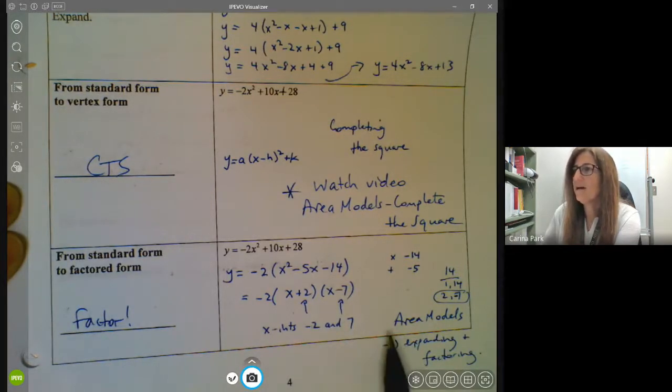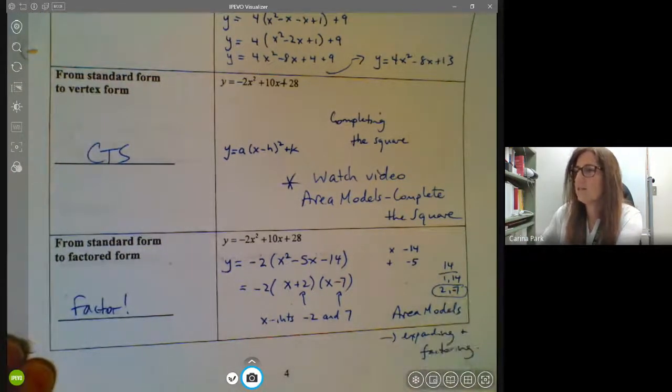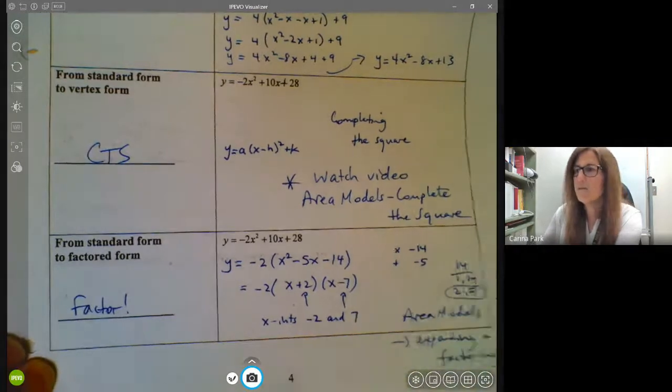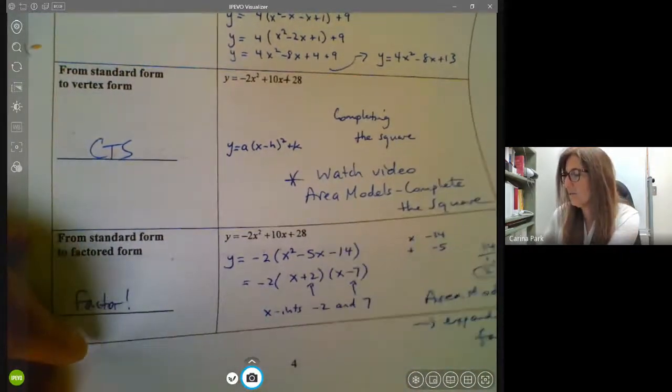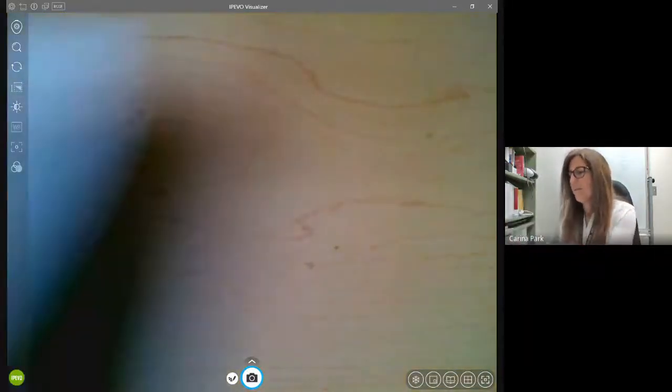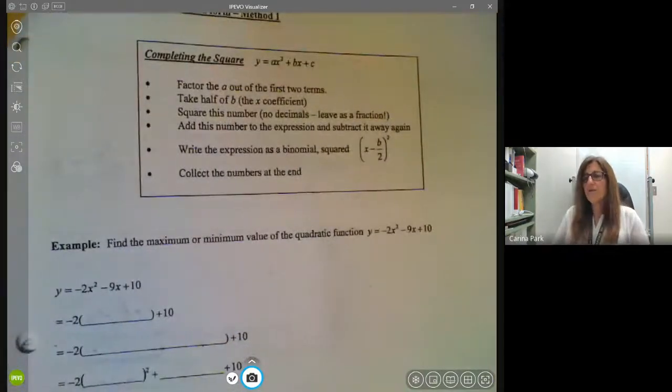And again, if you haven't watched the area models video from the very beginning of the course, from the first week of classes, then I highly suggest that you watch it. You might find using area models for expanding and for factoring helpful. Okay, so I'm going to go to the next page, page 5. The next 2 pages focus on finding the maximum or minimum.